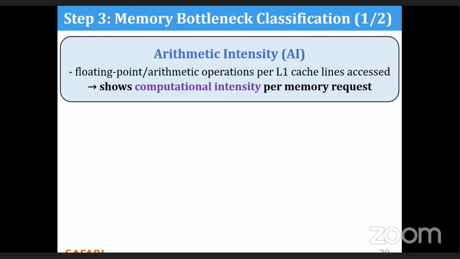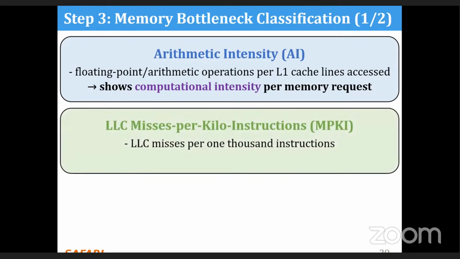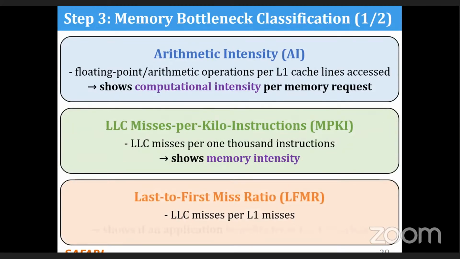In the end, it's always the same story. Another important metric as well is the misses per kilo instructions that we have already defined and used before. And a new metric that we propose is called last to first miss ratio. And this is essentially the ratio of misses in the last level cache per misses in L1.